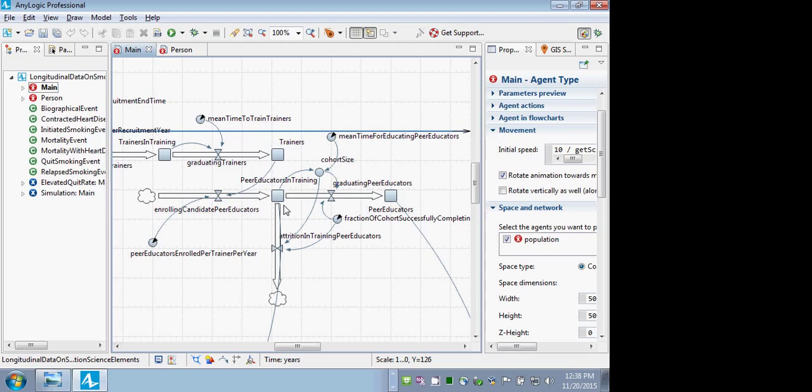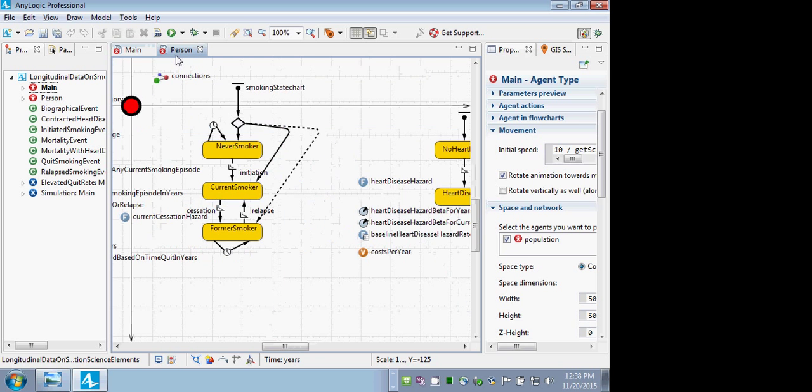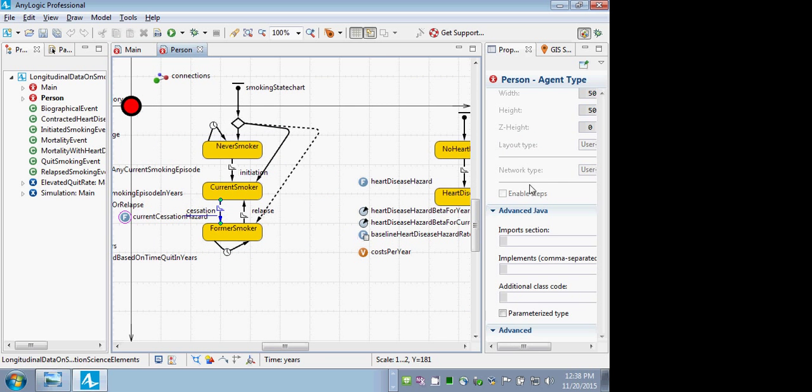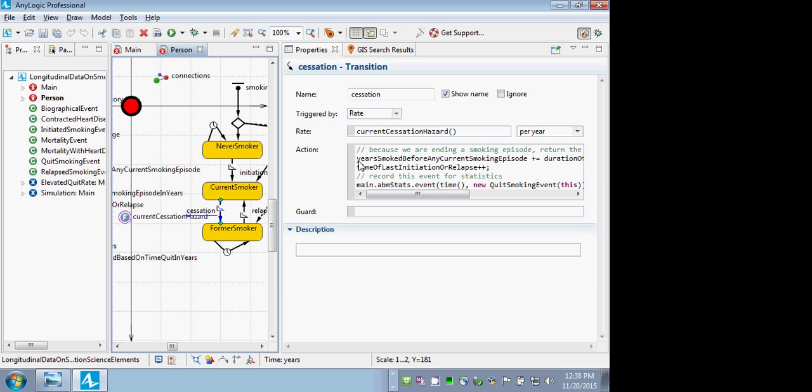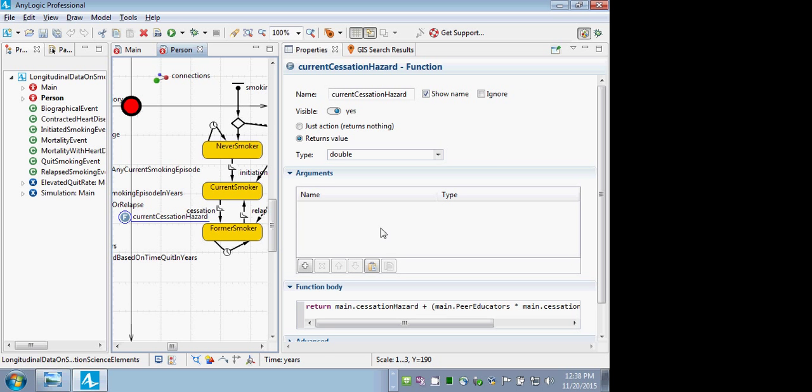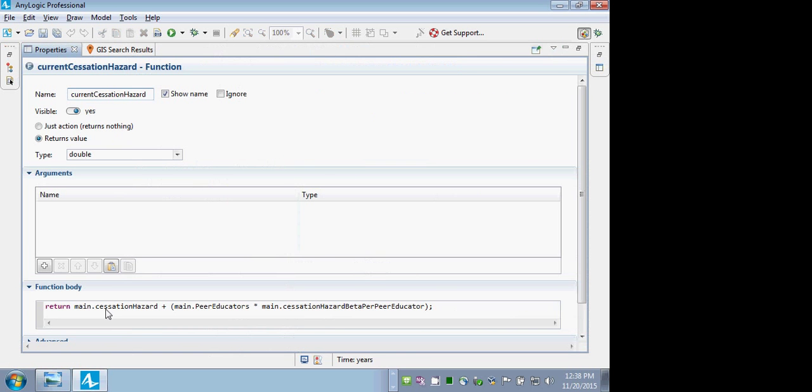And you could capture the effect of that in turn on the cessation rate through this current cessation hazard. Now for the cessation hazard, we would not merely have some fixed beta per peer educator that enhances this cessation hazard. Rather, there'd be some fidelity coefficient, and that fidelity coefficient would decline with the number of peer educators.